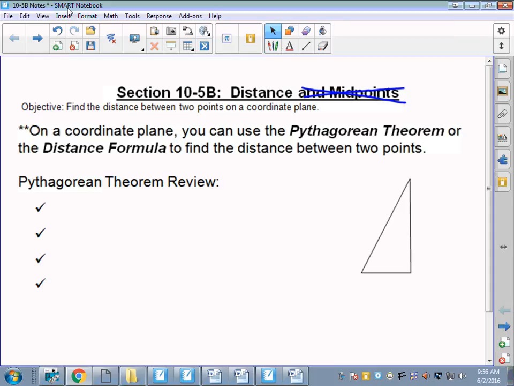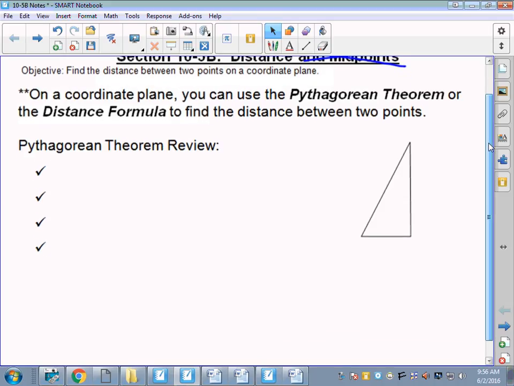So we're going to find the distance between 2 points on a coordinate plane and actually on a number line as well. So number line's super easy. We can figure that out, but we should talk about it. So I wanted to do a quick Pythag review because on a coordinate plane, you can use Pythag or the distance formula to find the distance between 2 points.